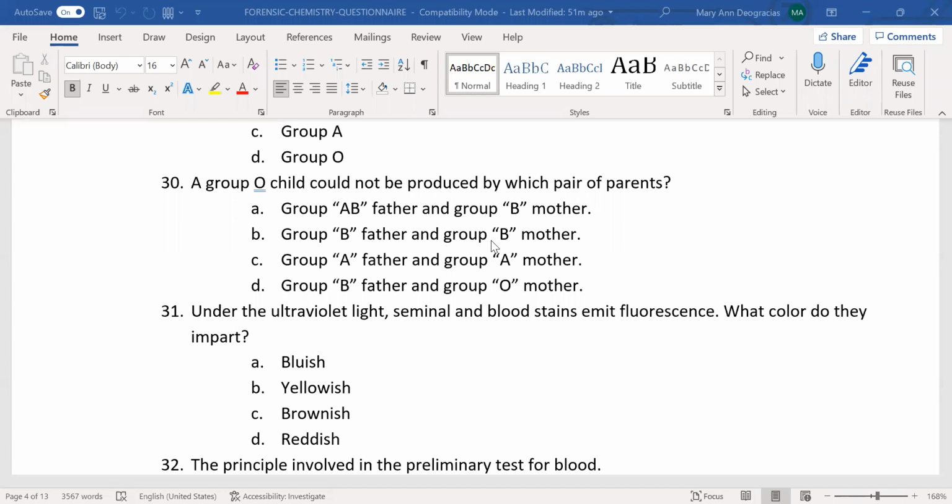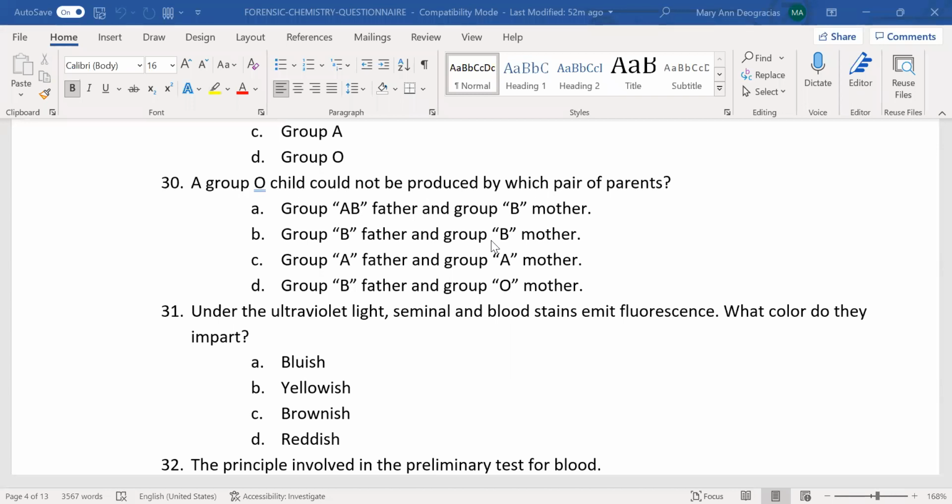Group AB father and group B mother. The answer there, guys, is easy. Look, when you do criss-cross matching, nothing will come out. Can you still recall your criss-cross matching and how to get it? That is the application of the law of genetics. I discussed that last time.